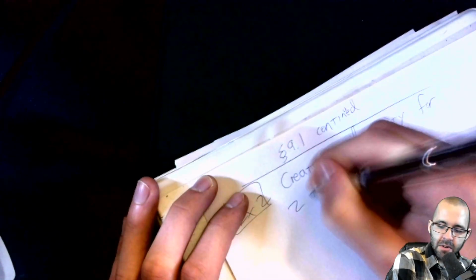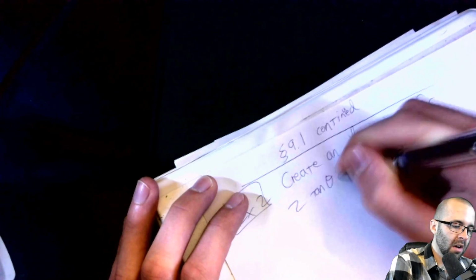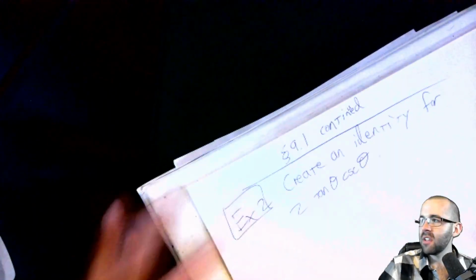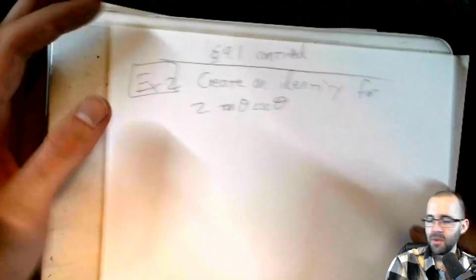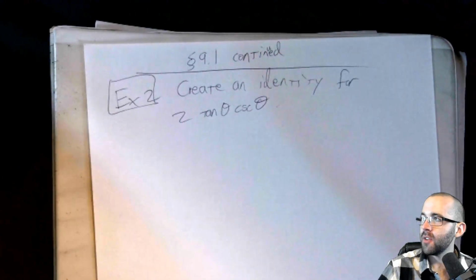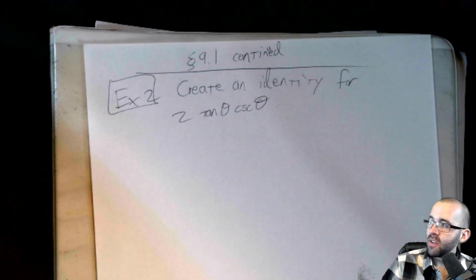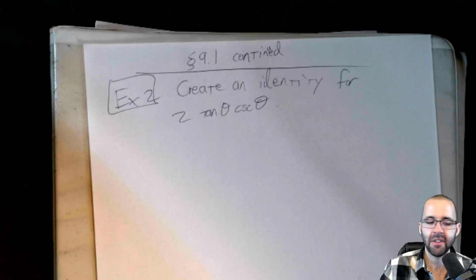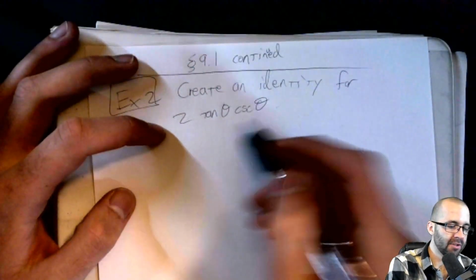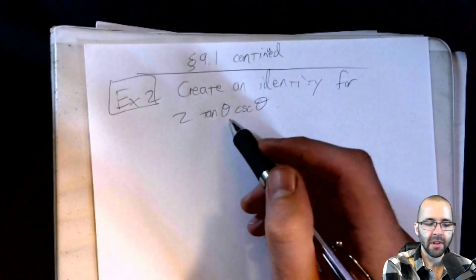for 2 tangent of theta cosecant of theta. So instead of verifying an identity, ooh, I didn't realize that my camera was a little not straight. All right. So create an identity for this. In the previous example, we just verified identities. We started with the left-hand side and got it to be the right-hand side. To create an identity, let's just start with the left-hand side and see what we can do with it.